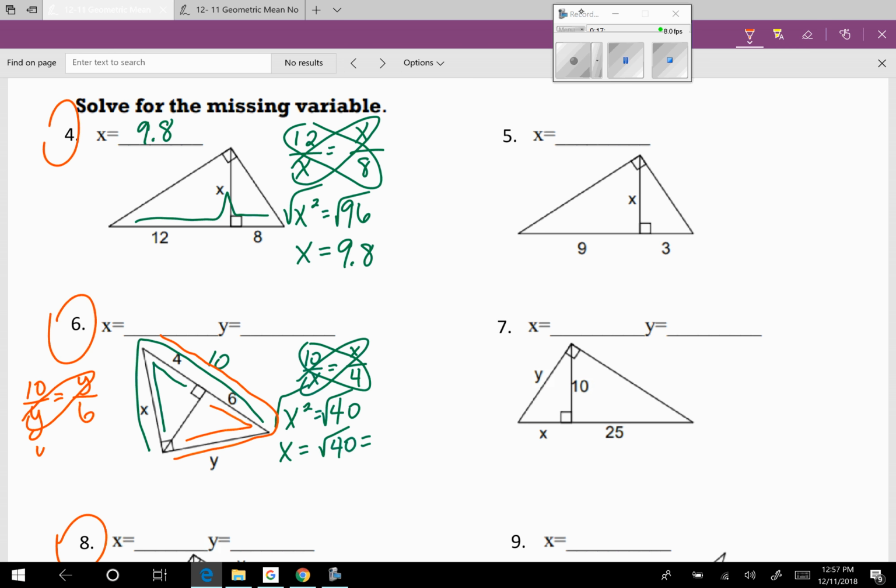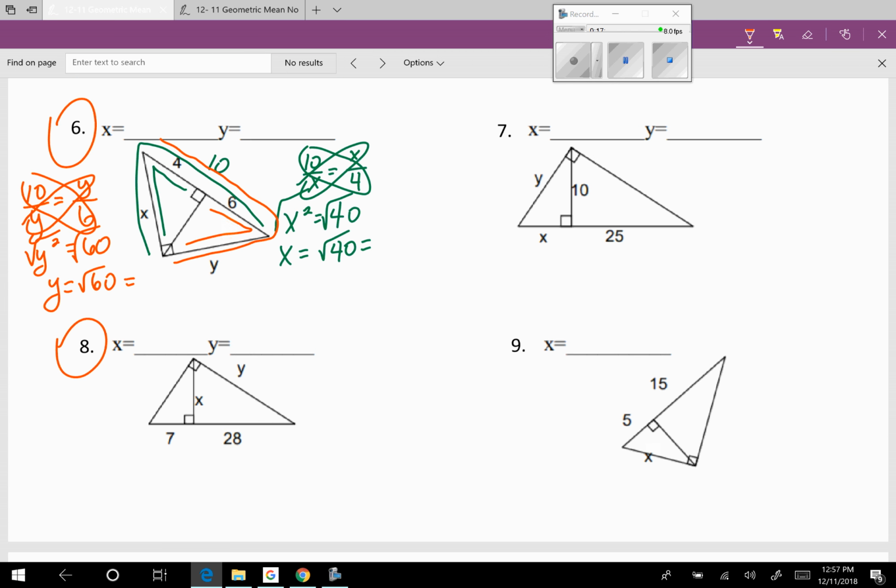So do your cross product. So y squared is equal to 10 times 6, which is 60. So take your square roots. So y is equal to the square root of 60. And you guys can figure out that decimal.